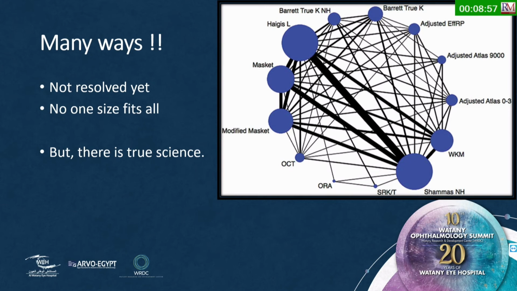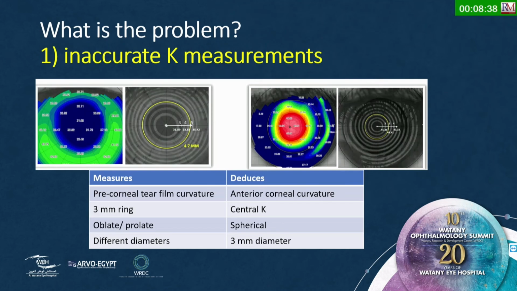There are plenty of ways for calculating post-LASIK biometry. Some are on the mode, some will decline, but there are many ways. Are they all accurate? No. And there is true science in choosing the best formula or the best method. What is the problem? Why is it not accurate?